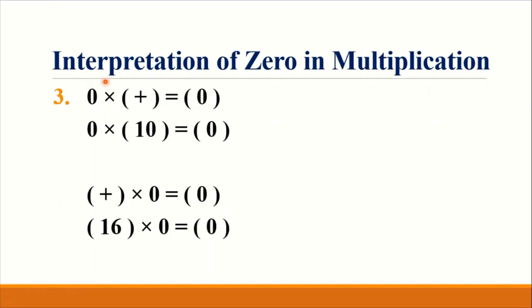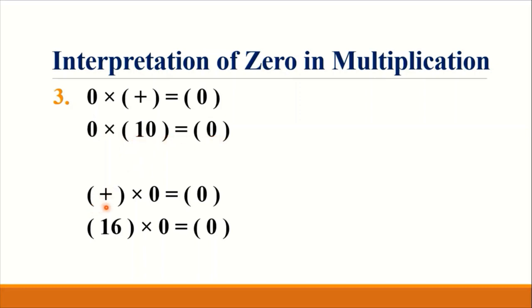Now we will see interpretation of 0 in multiplication. When any positive number is multiplied by 0, answer will be always 0. For example, 0 into 10 is equals to 0.